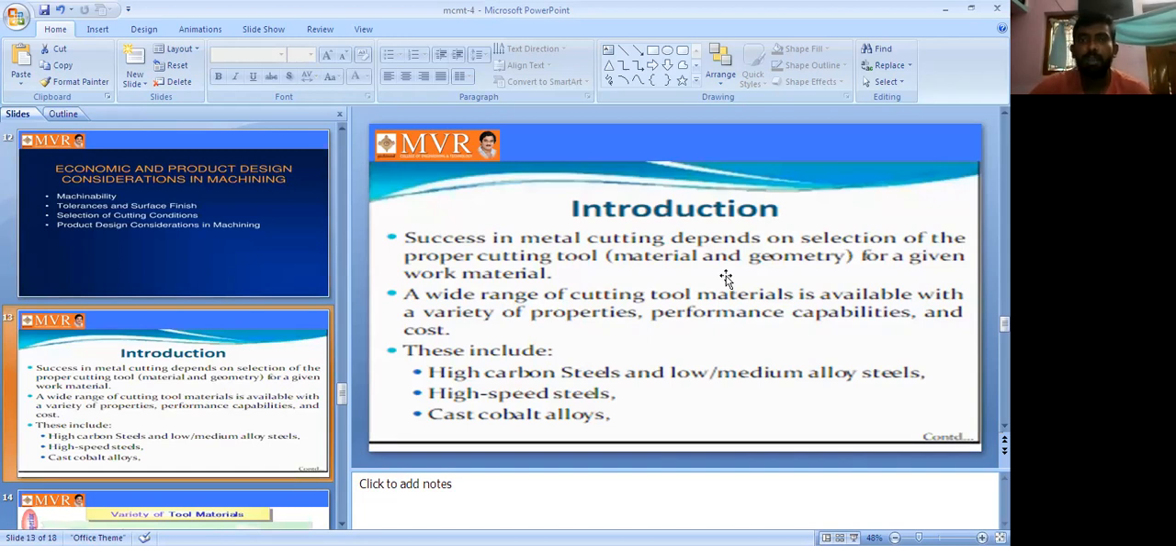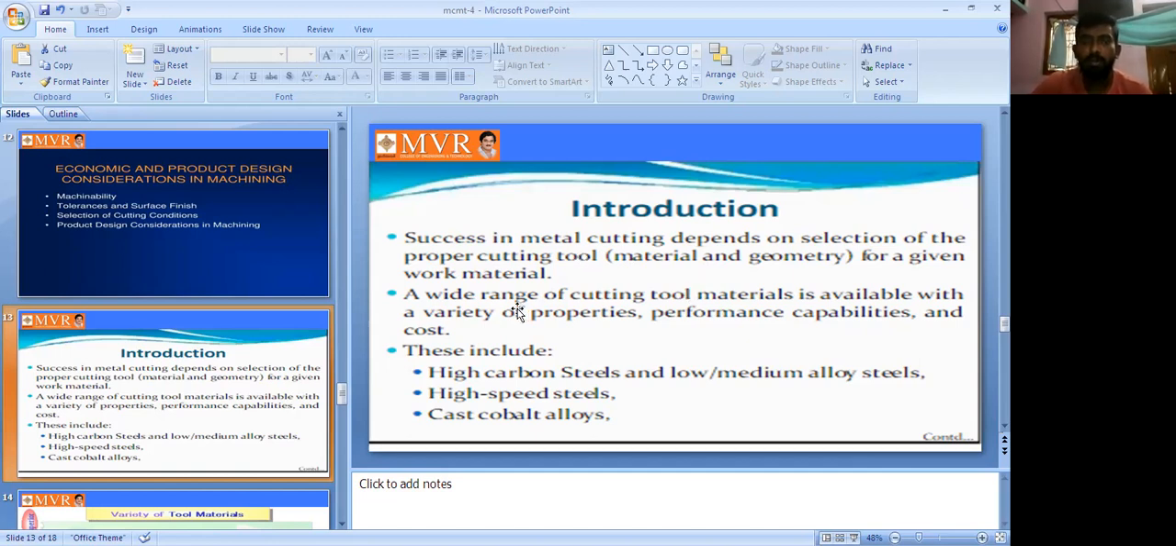See here, the success in metal cutting depends on the selection of the proper cutting tool. That is a major point here. The tool is nothing but material and geometry for a given workpiece. Good cutting tool selection is based on the material and geometry.